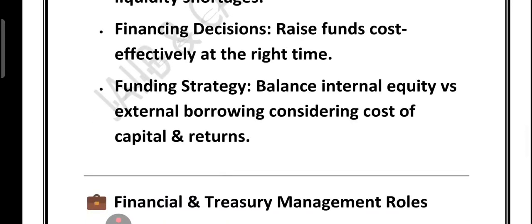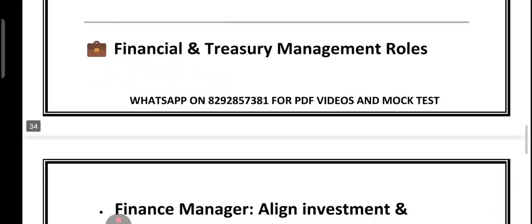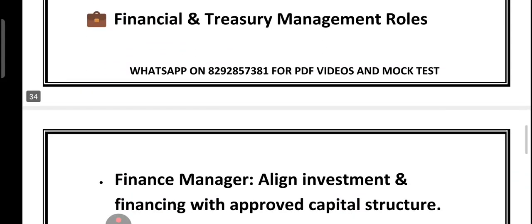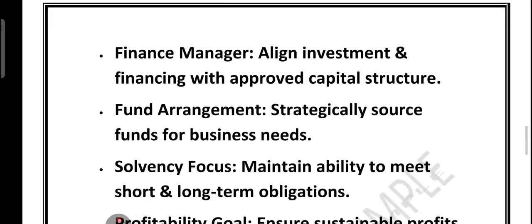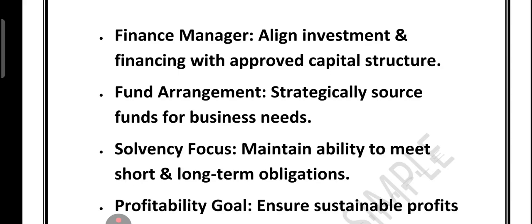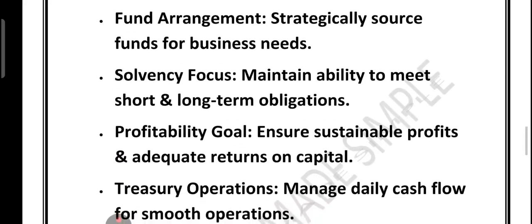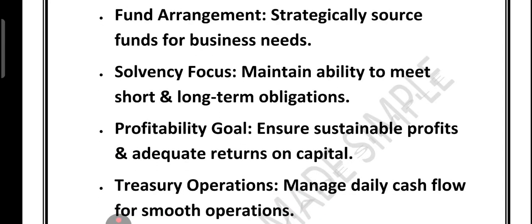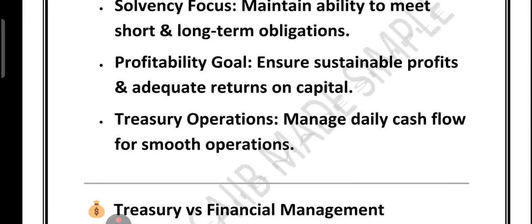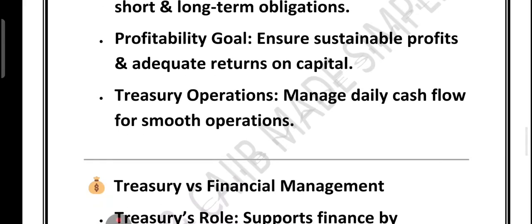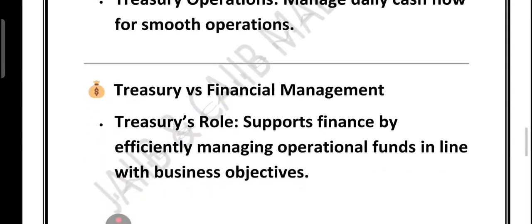Then we have funding strategy. We can balance internal equity and external borrowing, keeping in mind the cost of capital as well as the return. Now, what are the finance and treasury management roles? The finance manager aligns investment and financing with the company's capital structure. Fund management means they source funds strategically to meet business needs. Solvency ensures that the company can meet short and long term obligations. The profitability goal is to maintain sustainable profit and adequate return on capital. Treasury operation is to manage the daily cash flow to keep the operation smooth.